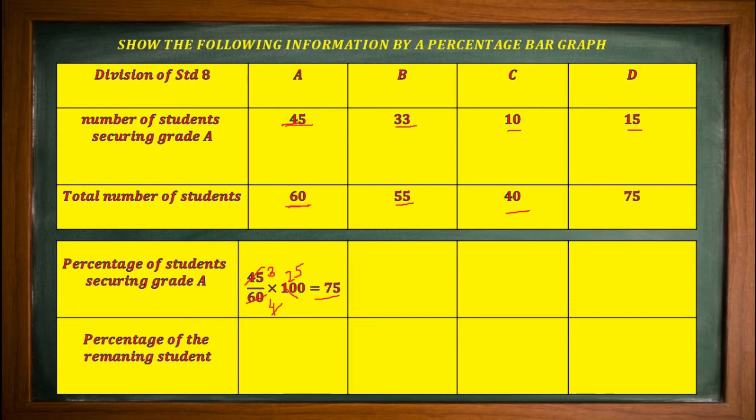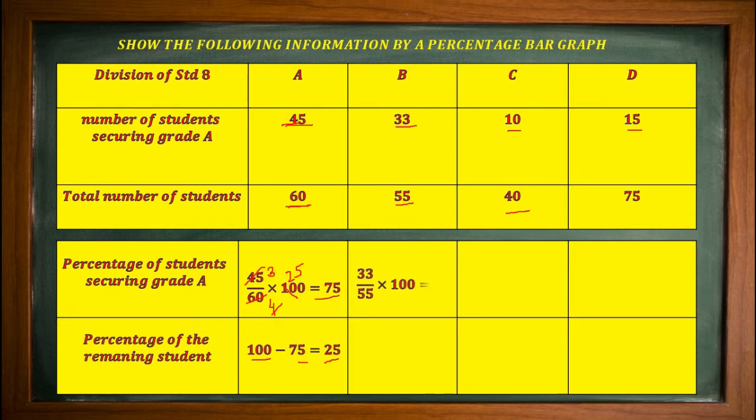So what is the percentage here? You will see that 75% is in division A. Now how many students are remaining? 100 minus 75 is 25. So 25% are remaining, not securing grade A. Like this we are supposed to do B, C and D divisions also.